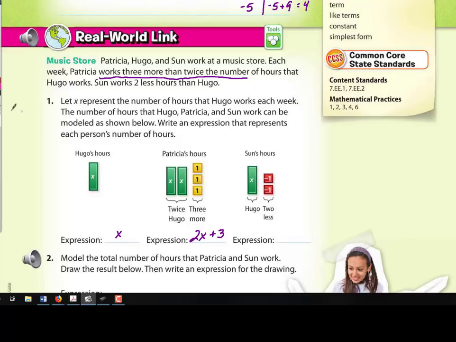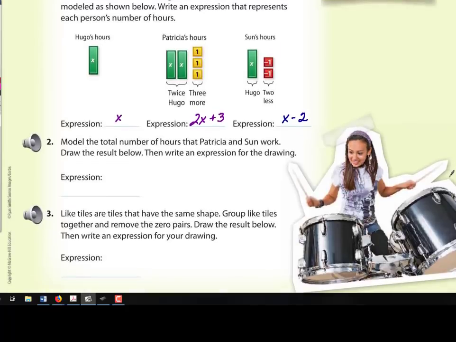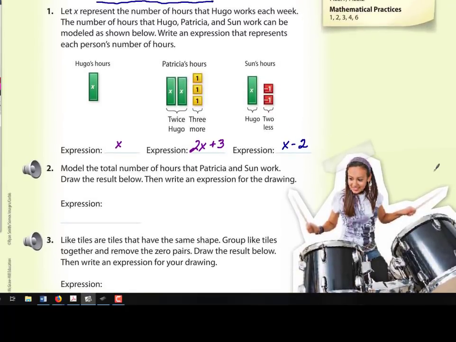And Son works 2 hours less than Hugo. So since Hugo's number is x, Son's number is x minus those 2 hours. Now let's model the total number of hours that Patricia and Son work. Well, we know that Patricia works 2x plus 3, and Son works x minus 2, so we have that much more.